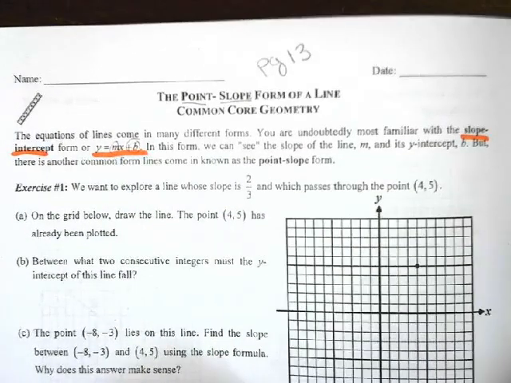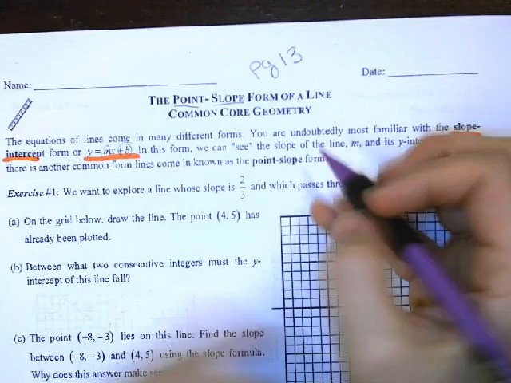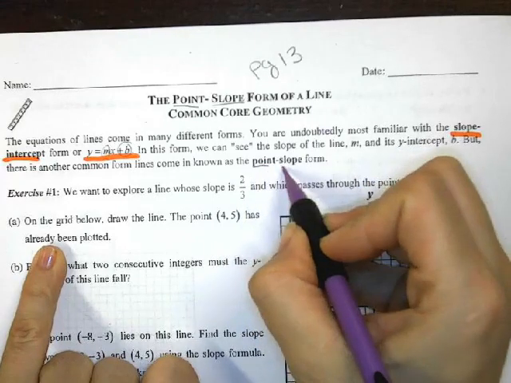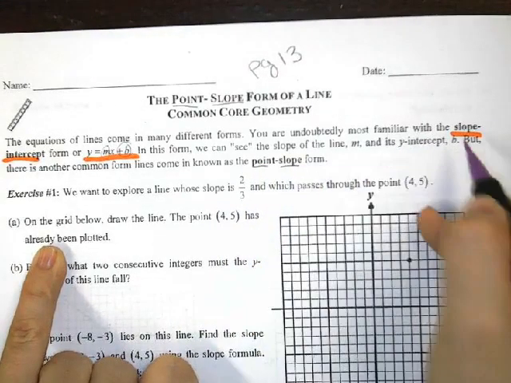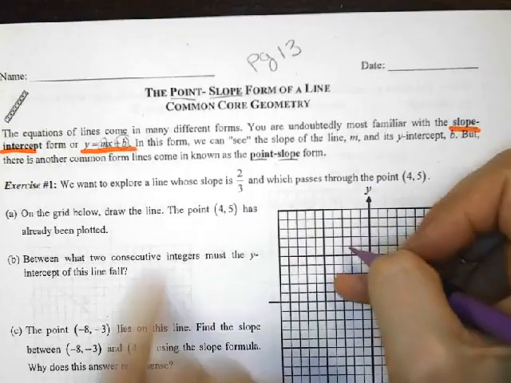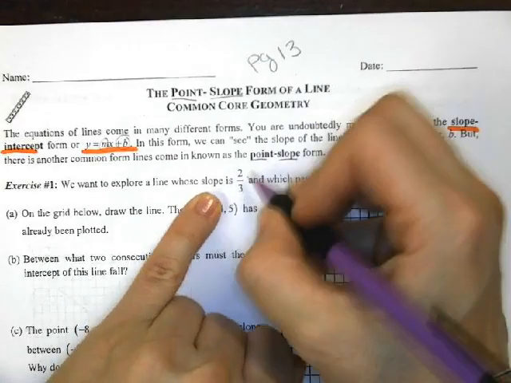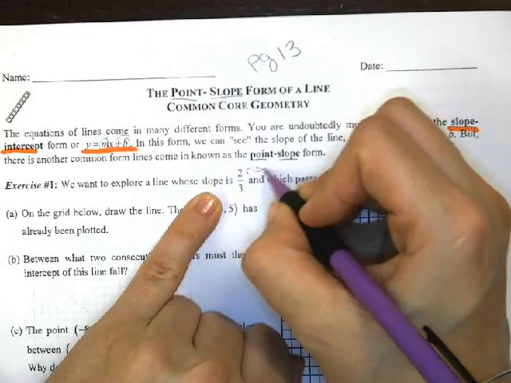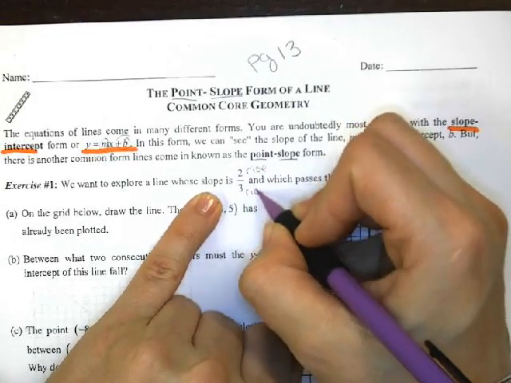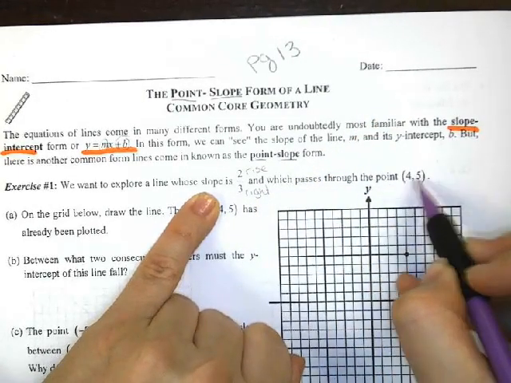Now what we're going to be looking at is, what if we're given a point and a slope instead of a slope and an intercept? We're going to dive in a little bit deeper. We want to explore a line whose slope is 2/3. Again, this is your rise of 2 and your run of 3, and it passes through the point 4, 5.